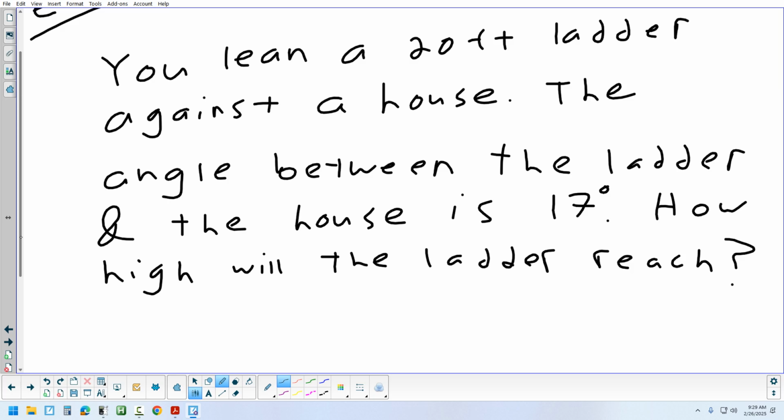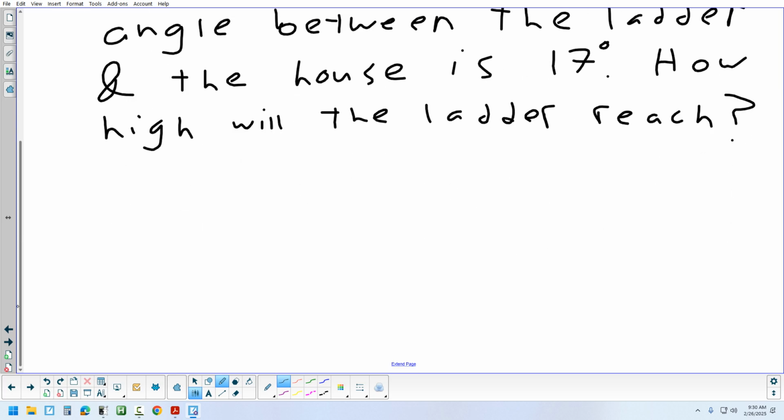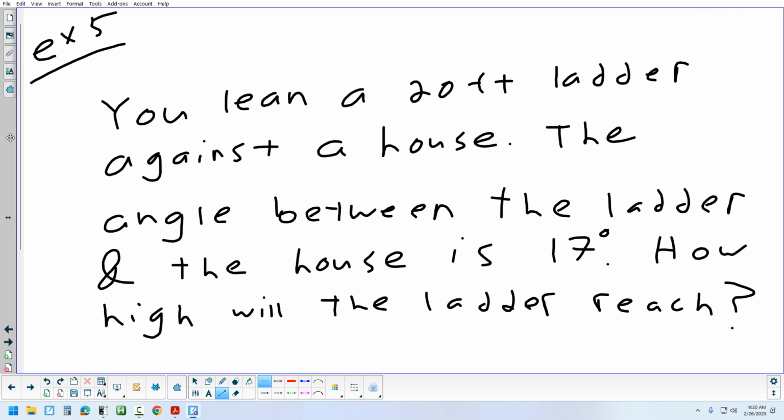So what do you think would be good to do with all that information? Yeah? Draw it. Yeah, let's draw it. So reading that word problem, what's something important that's in our drawing? Yeah? What would be the ladder? Okay, the ladder, that's going to be an important object. What else? Yeah?